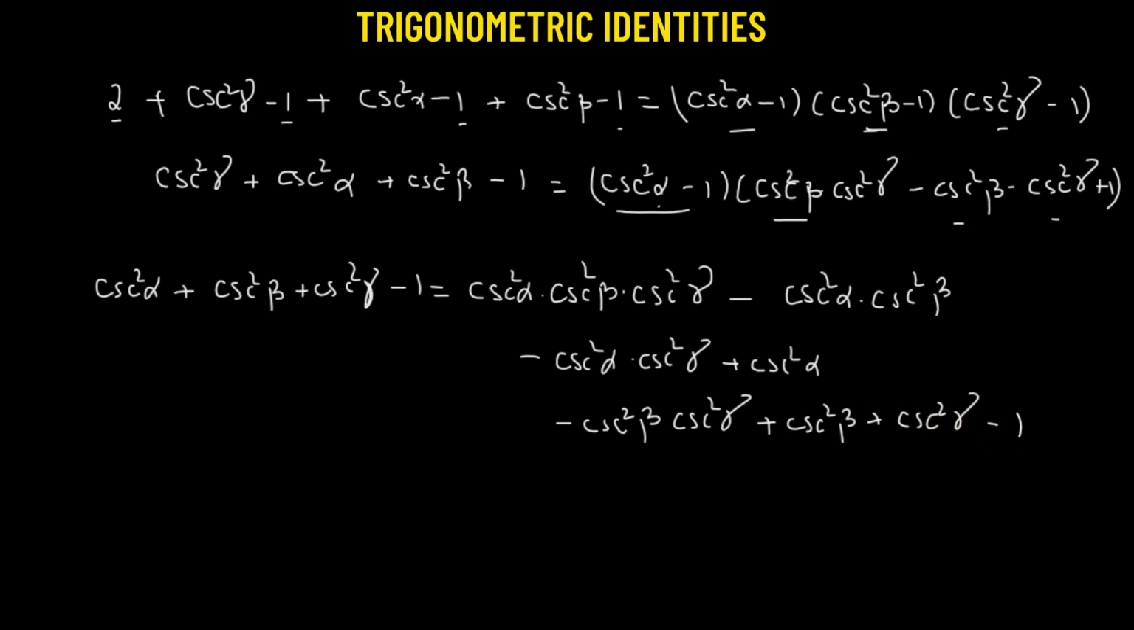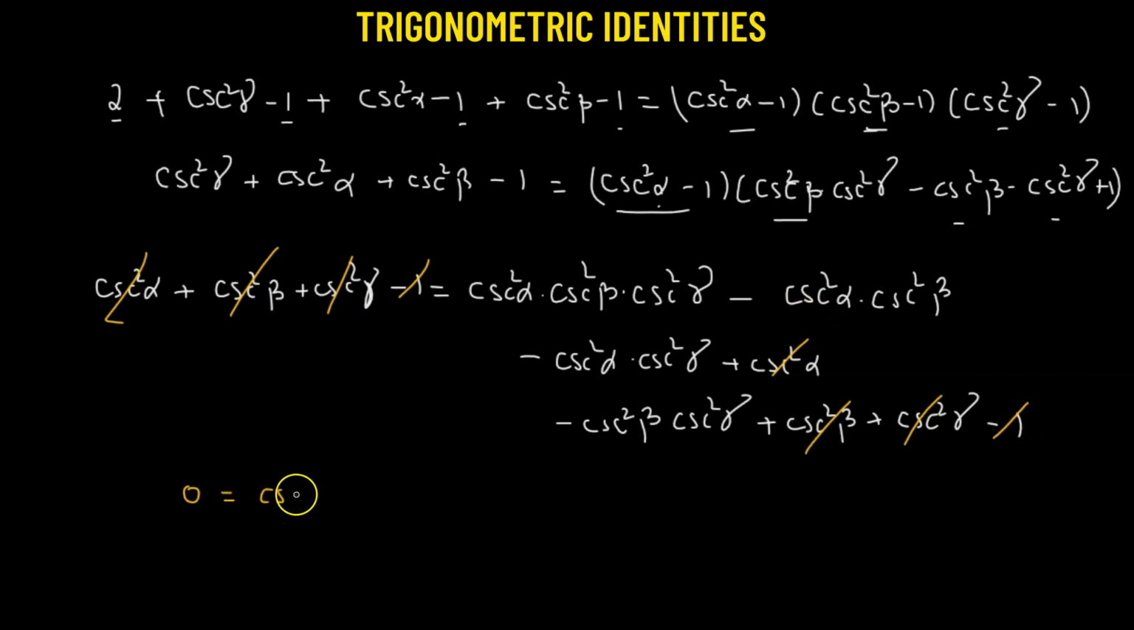Now clearly a few of the terms will get cancelled out. Cosecant squared alpha from the left hand side and cosecant squared alpha from the right hand side cancel out. Cosecant squared beta from the left hand side and the right hand side cancel out. So does cosecant squared gamma. Negative 1 also gets cancelled out. And then we are left with 0.